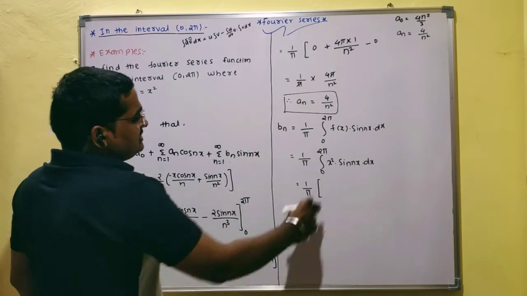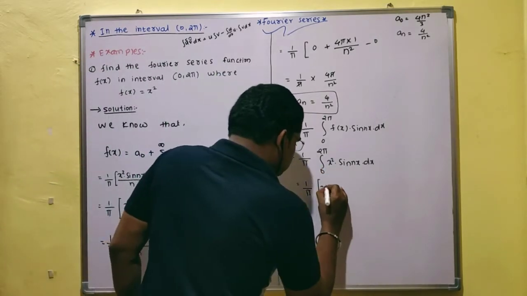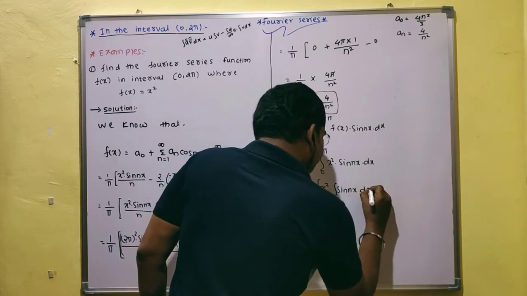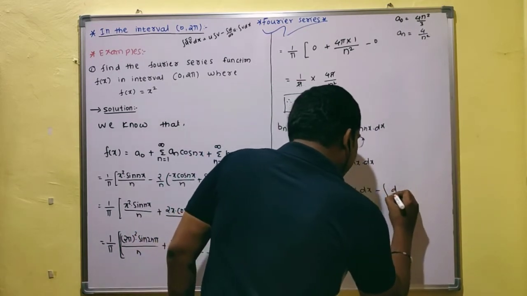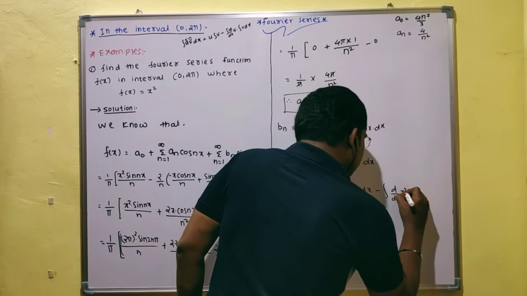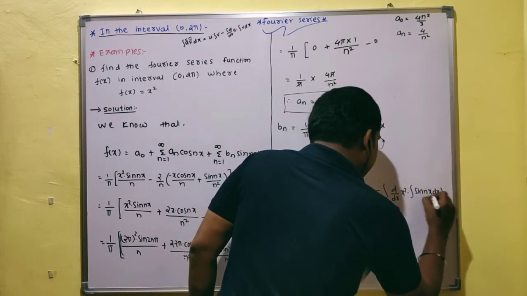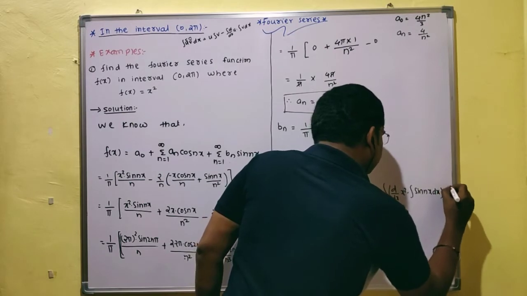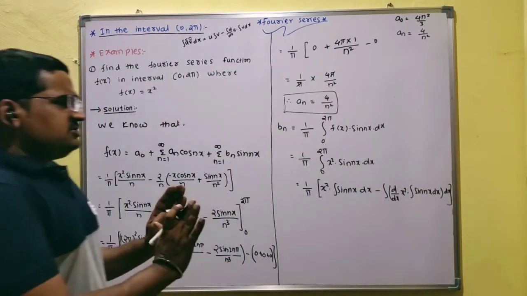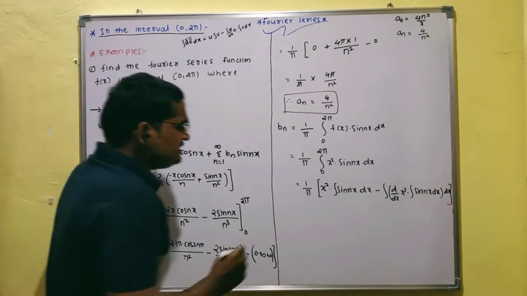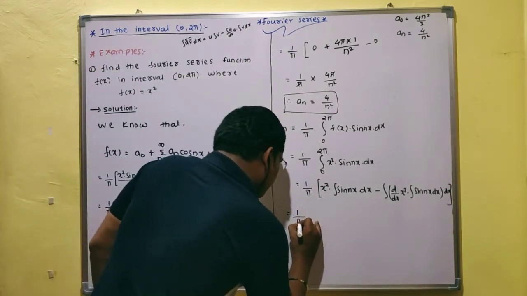We are finding the integration of this term: first function as it is into integration of second, minus integration of derivative of first into integration of second into dx. Okay, this is very simple. Just if we solve it patiently and slowly, we can solve this integration easily. Okay, 1 upon pi as it is.